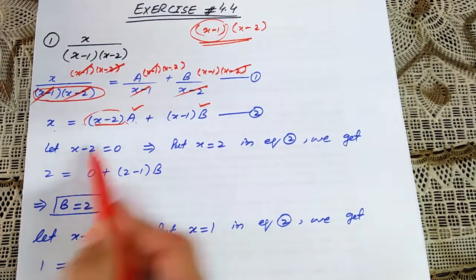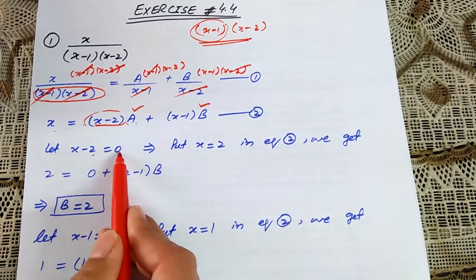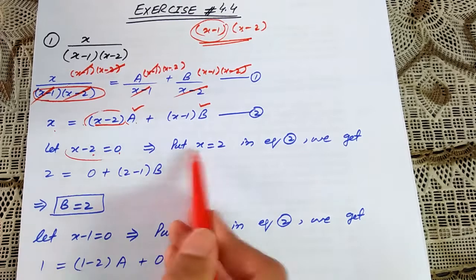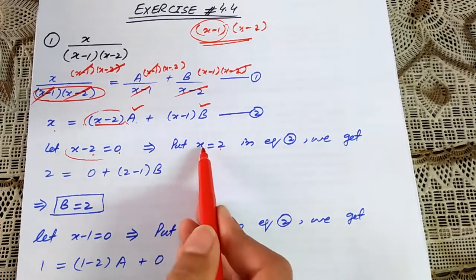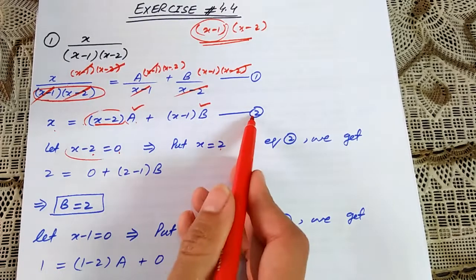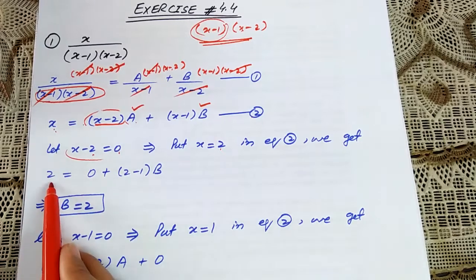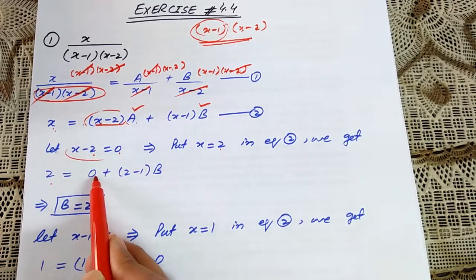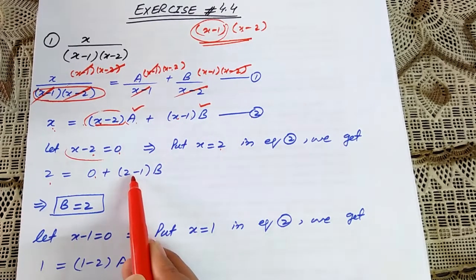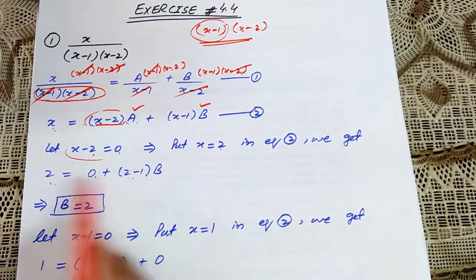For example, I have taken first x minus 2 equals 0. Now from this I will get x equals 2. So just put x equals 2 into equation 2. In place of x, I put 2. 2 minus 2 will be 0. At 2 minus 1, here I will have 1. Simplifying both sides, I will get b equals 2.